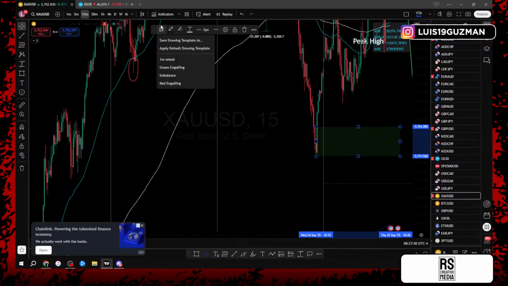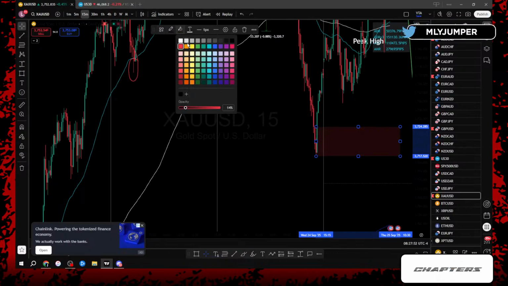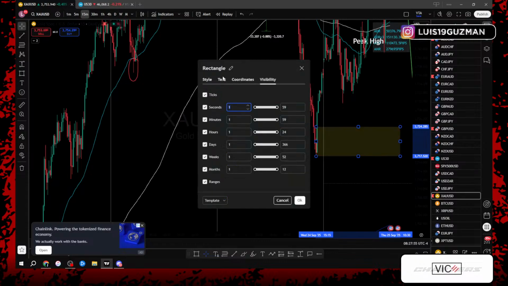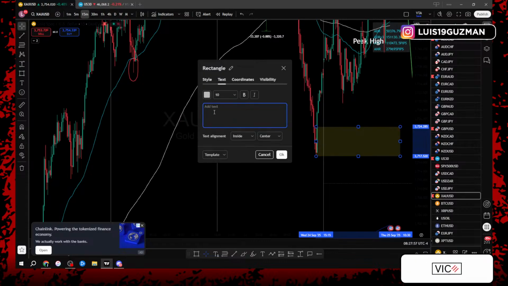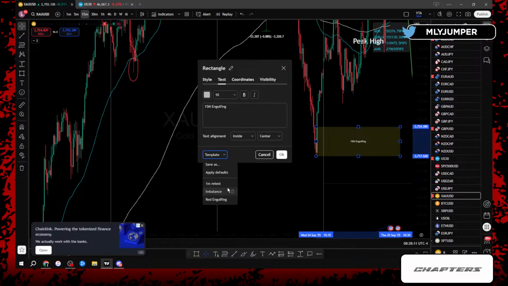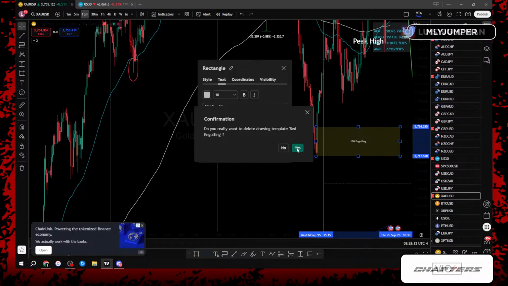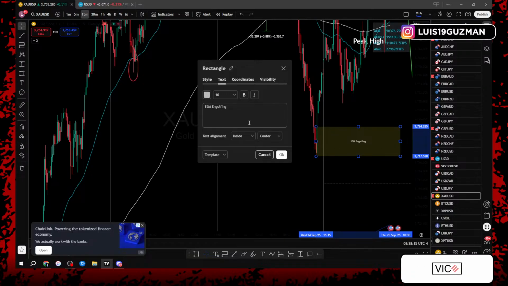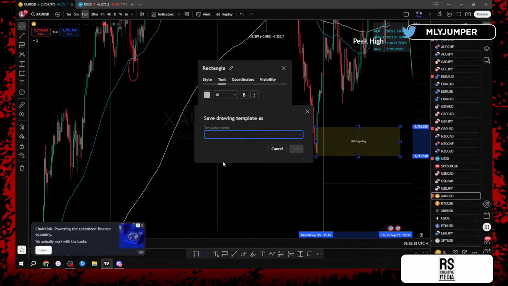Oh, that's not what I wanted. I need to save that. I don't know why I thought I had this saved. There's no way I've been always adding this manually. I gotta delete these. Hold on. Save as 15.